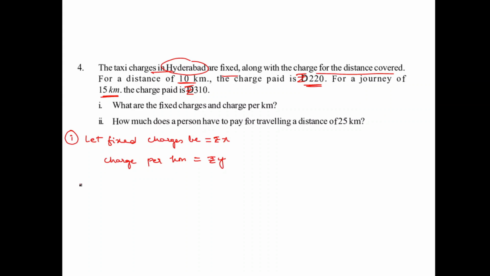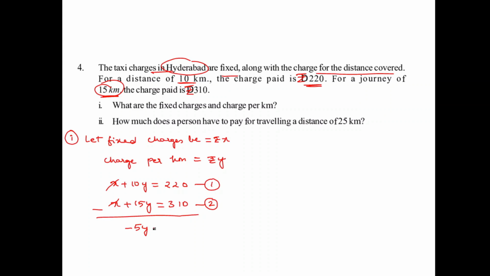So by the problem, I can write this as x plus 10 times y is equal to 220. This is your first equation, right? By reading the second sentence, I can write this as x plus 15y, for 15 kilometers, isn't it? This is equal to 310. So this is also clear to everyone, right? Now what I'll do is I'll just solve this one. I just subtract: x is removed out here, minus 5y is left out, this is minus 90. The x value is removed out. So y can be written as what?